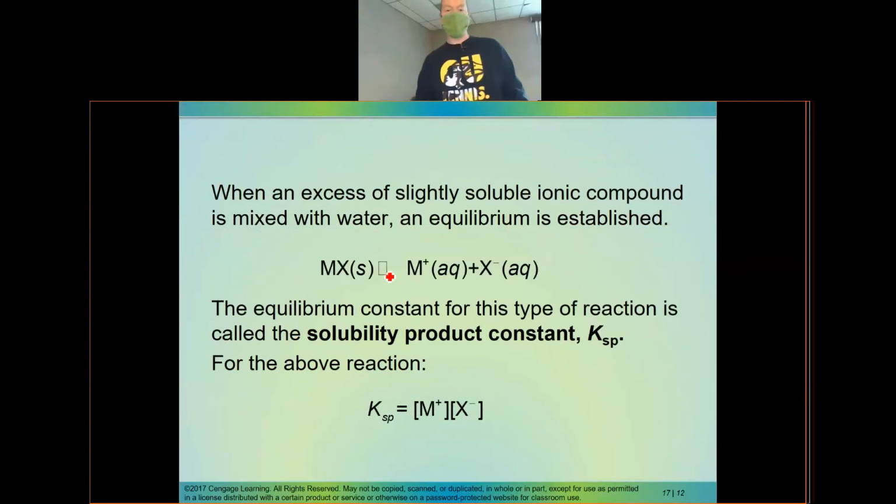All right, so they just do a generic. You're going to have some metal, some positive ion and some negative ion. Again, your Ksp is called a solubility product. Solubility, because whatever comes to the right, that's how much has dissolved, called the solubility. The product, because you're going to multiply those numbers together.